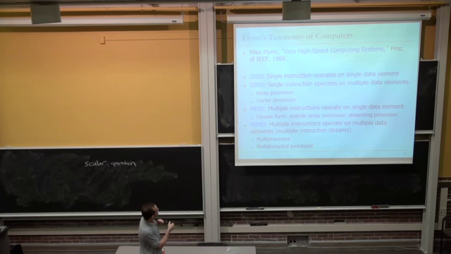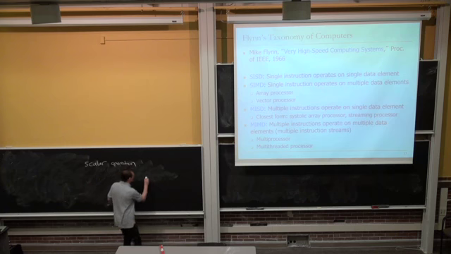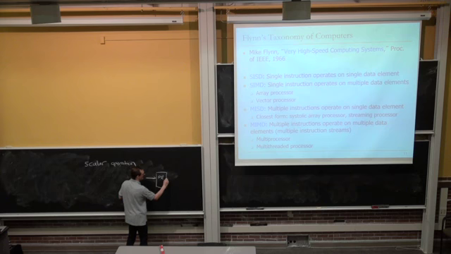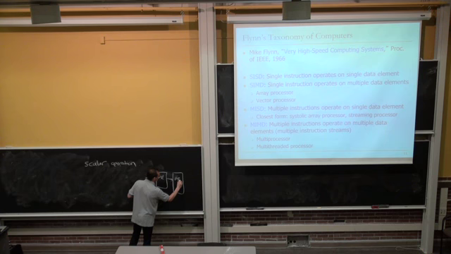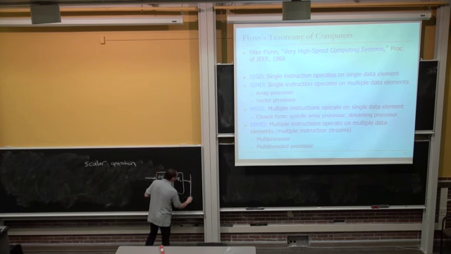MISD, this is an odd thing. Multiple instructions operate on a single data element. This doesn't exactly exist. But the closest form is something that we will not cover, a systolic array processor, or a streaming processor, if you will, where you feed the data. It's not the exact form. Feed the data to a processing element, and that transforms the data to something else, passes it to the second processing element, and transforms it to another thing, and passes it to the third.